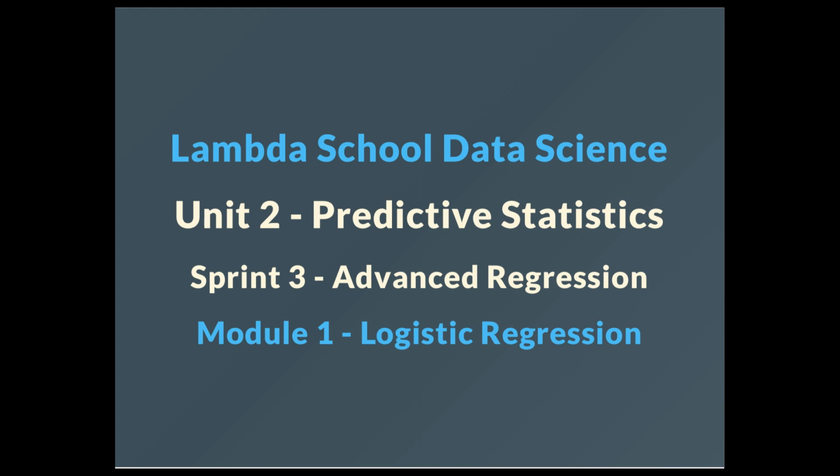Logistic regression is the first of several models that we're covering in a sprint that we call advanced regression. If you think a little bit about the meaning of the word regression outside of a statistical context, that sentence might seem a little bit funny to you, and that's okay.